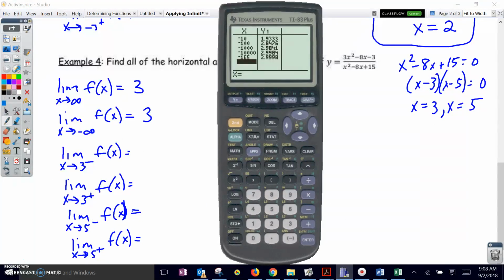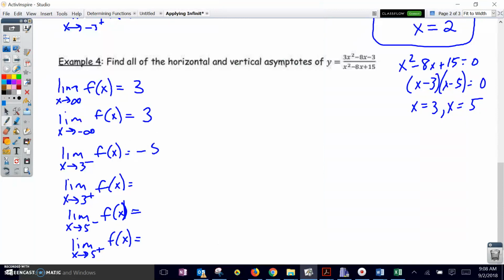So go back to my table set. Change it over to auto. And first I want to find the limits around 3. So I'll go to my table. It looks like they're both approaching negative 5. So we do not have a vertical asymptote at x equals 3.